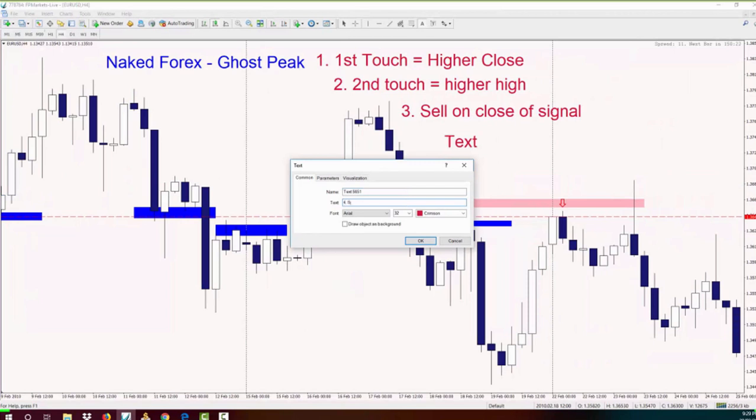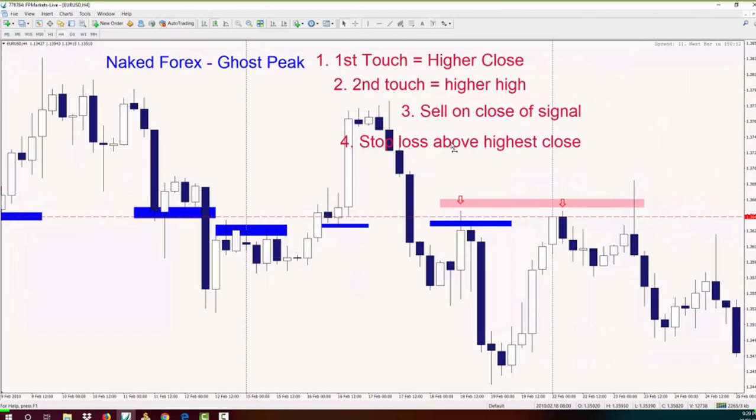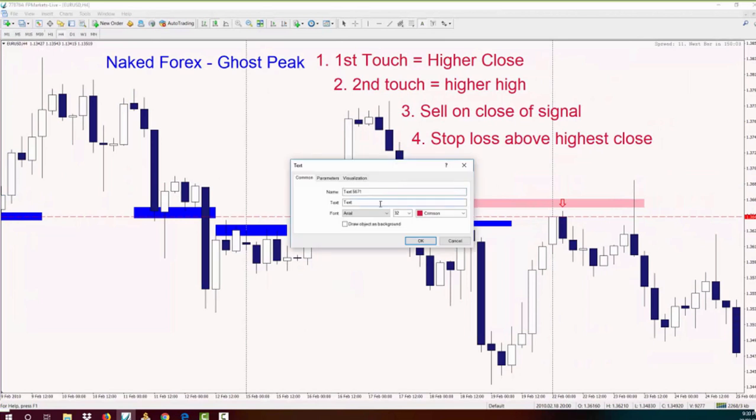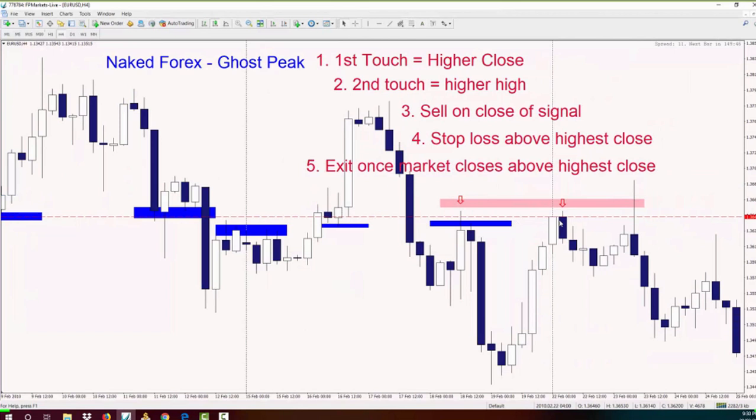Stop loss above the highest close, and exit the trade if the market closes above the highest close, but doesn't hit the stop, obviously. It might also hit the stop, but if it doesn't hit the stop, you get out anyway. Exit once the market closes above the highest close, which is obviously that candle right there. So does that make sense? Is everyone cool on this?